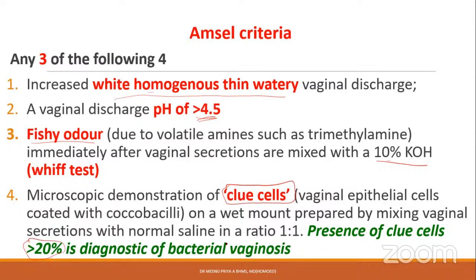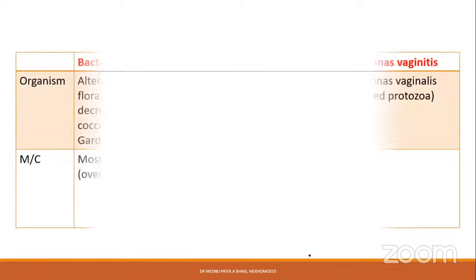Clue cells can be present in other conditions also. So if it is more than 20%, this range, any range or value that is there in the textbooks or in the study materials, wherever you see it, is very important, because they can form a question easily with those ranges and numbers. So 20%, just remember, is diagnostic of bacterial vaginosis.